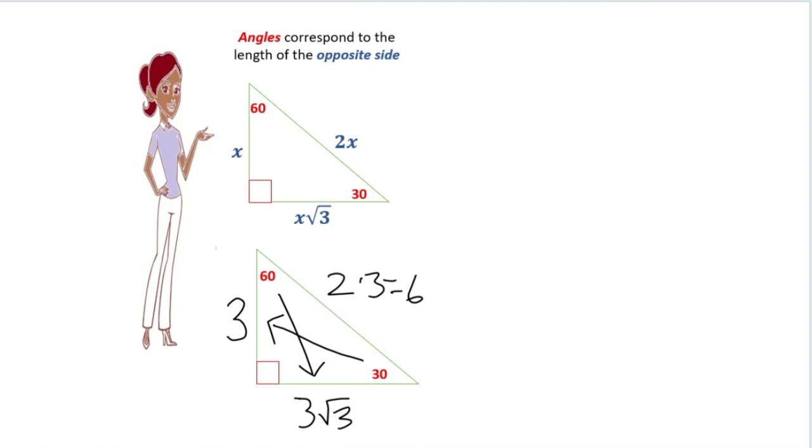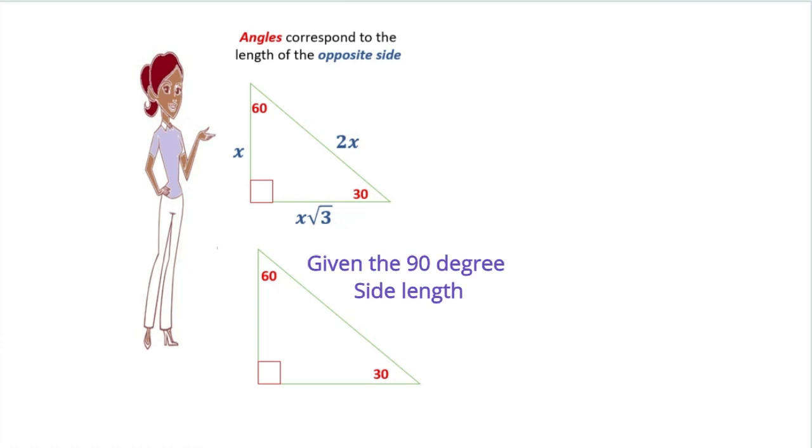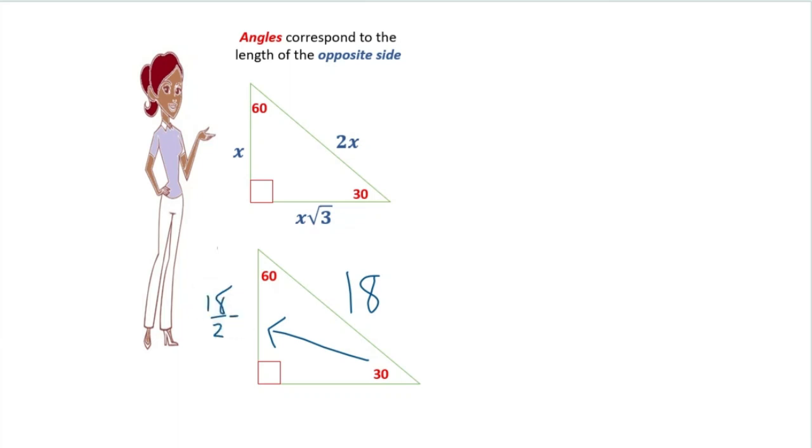So let's try if we know the value of the hypotenuse. Let's say they tell us the value of the hypotenuse is equal to 18. In order to determine the value of the side across from 30 degrees, we just divide that 18 by 2. It's going to equal 9. So that is the value of the side across from 30 degrees. Now we have our x value, and all we need to do is plug that in for our 60 degrees. So then we would have 9 square root 3.